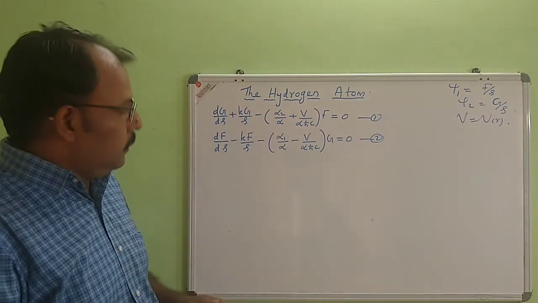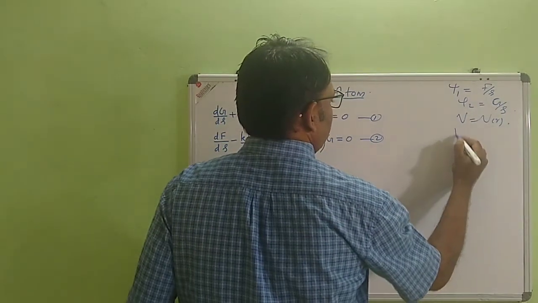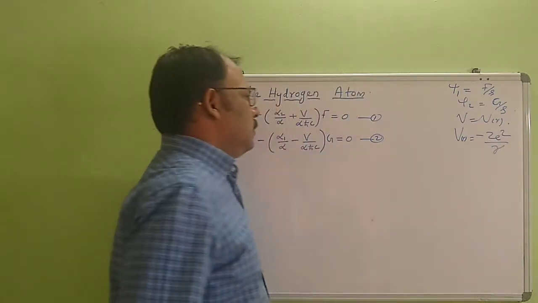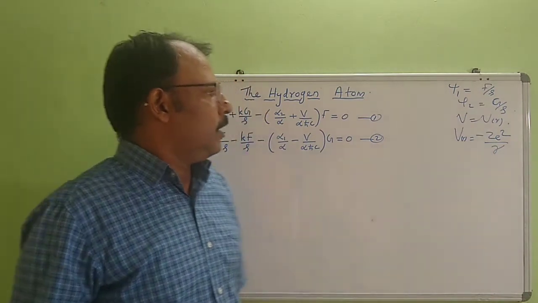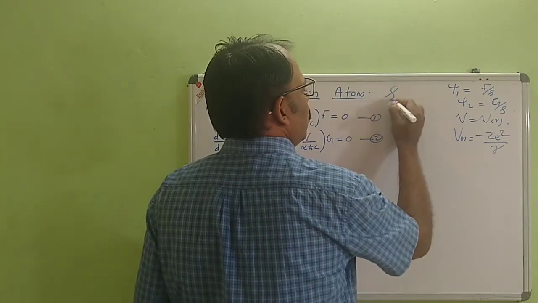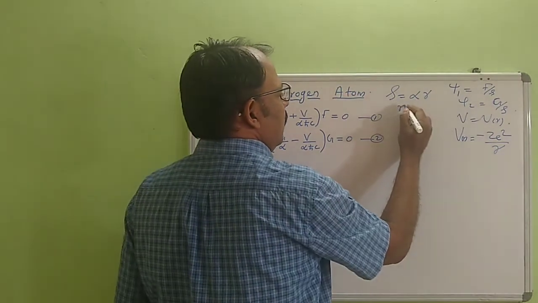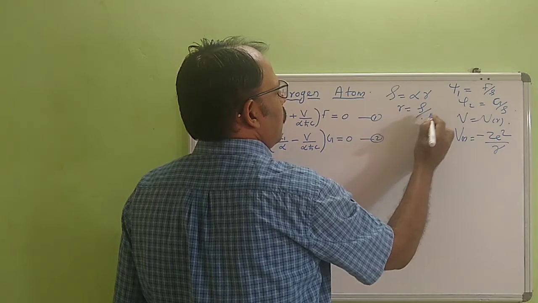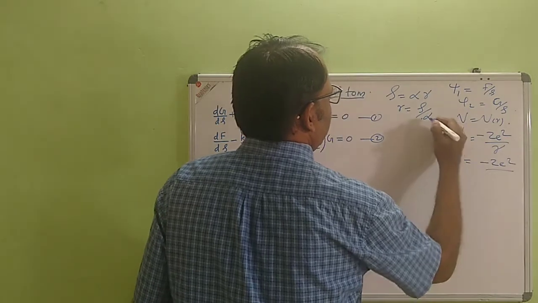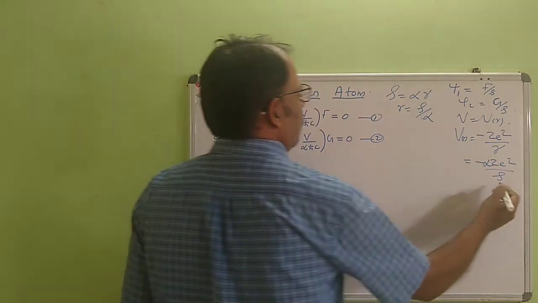Now we will apply these equations in the case of the hydrogen atom. For the hydrogen atom, we have the potential V(r) equal to minus Ze square by R. During the derivation of these equations, we have assumed that rho equals alpha R. So here we can write R equal to rho by alpha, and V(r) as minus Ze square by rho by alpha, so this is minus alpha Ze square by rho.